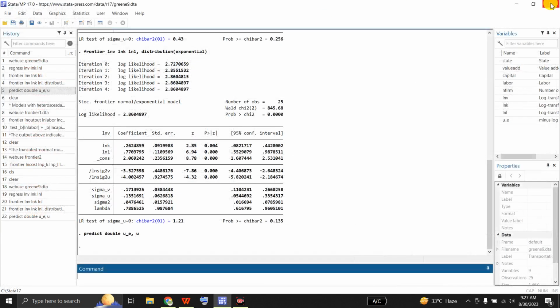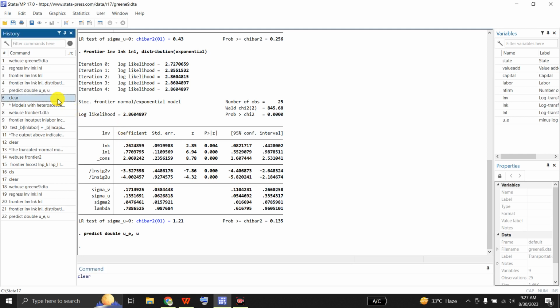After this, the conclusion of these three models, that is the OLS, the half normal model, and the exponential model, is that although there is some difference in the numerical values of the coefficients of the log transformed capital and log transformed labor, both the coefficients are significant in the three models, and the only difference is that one is the OLS model, the other one is the half normal model, and the third one is the exponential model.